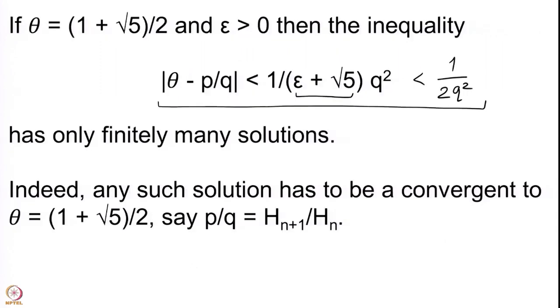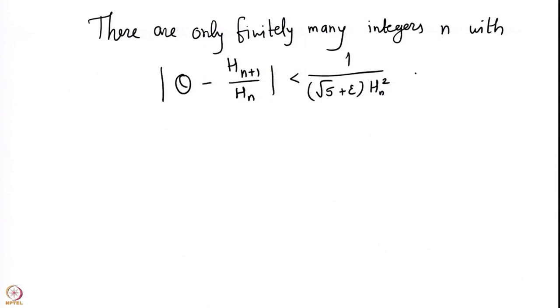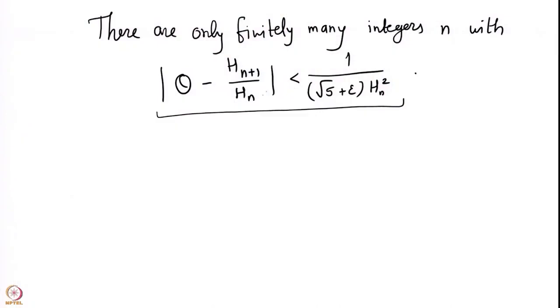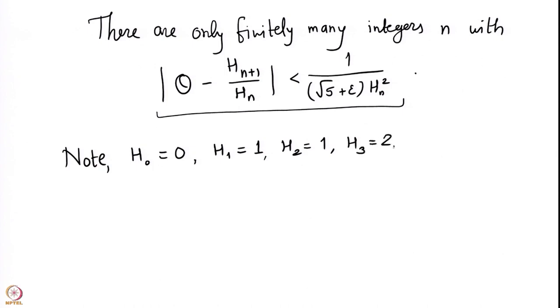We want to say that these P by Q are only finitely many: 1 upon root 5 plus epsilon. This inequality holds for only finitely many n's. Now, this is a very explicit question that we have. We want to show that the number on the left-hand side will ultimately go beyond this root 5 plus epsilon h n square. This is what we want to show. So, let me just recall these for you. h 0 was 0, h 1 is 1, h 2 is also 1, which is the sum of 1 and 0, h 3 is 2, h 4 is 3 and so on.